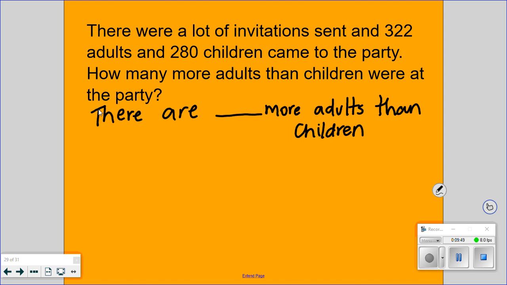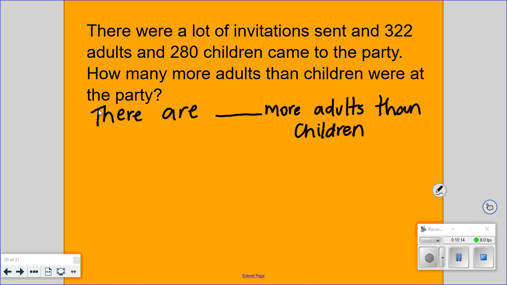All right, we've got two different groups we're thinking about. We're thinking about adults, and we're thinking about children. I'm going to draw my bar to represent my adults. Should that be a big bar or a little bar? Raise your hand to tell me.